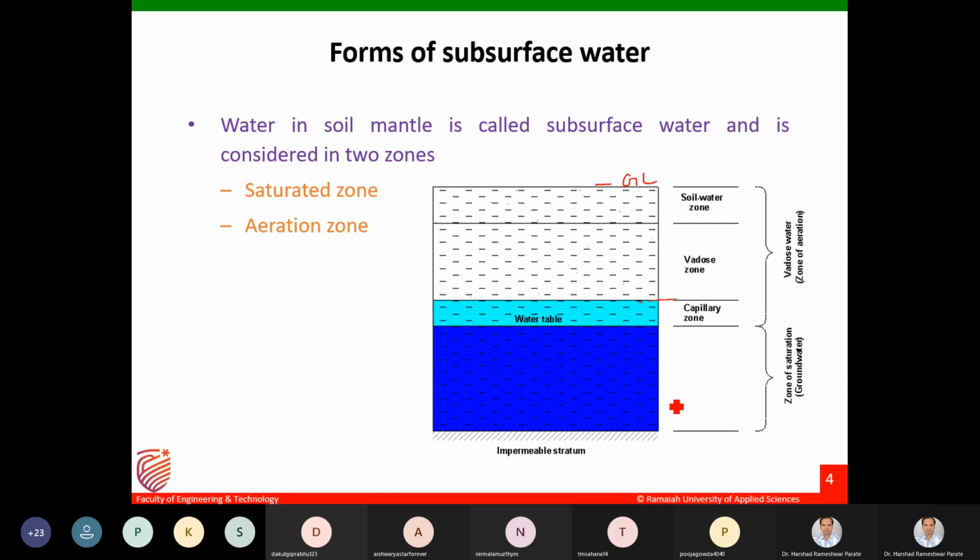Then we have a saturated zone. This is the saturated zone, and the unsaturated zone we also call the aeration zone, where the air is present in the voids, and it is very much required for plant growth also.